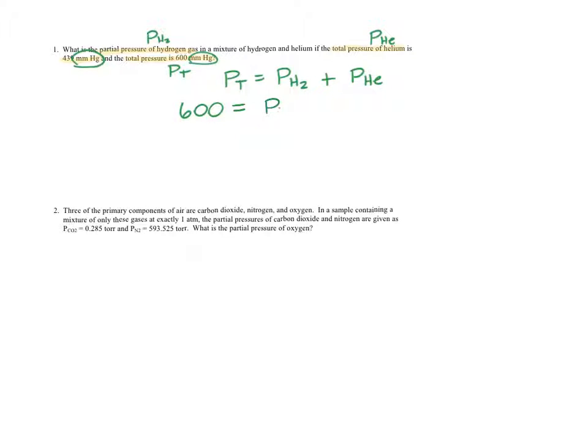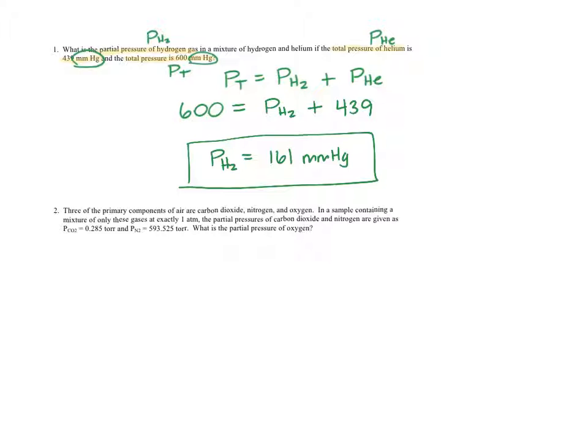pH2 is actually what I'm looking for, so I'm going to put pH2. And then the partial pressure of the helium is 439. So now I'm just going to use my algebra skills, and to get the H2 by itself, I'm going to subtract 439 from both sides. So I will get my partial pressure of H2 to be 161, and then remember the units have to match, so my units here are millimeters of mercury, just like the other two.